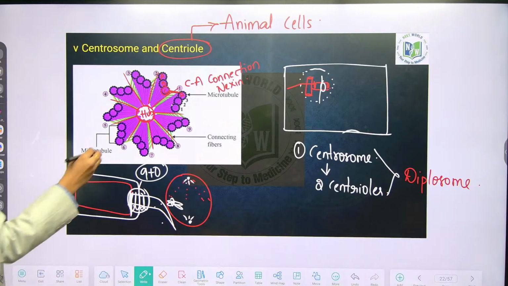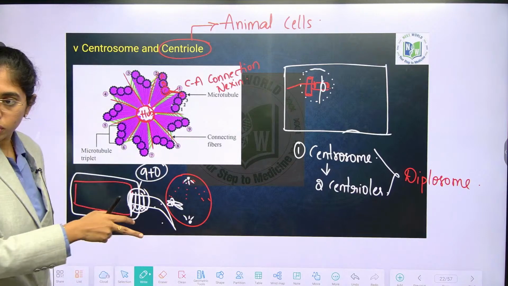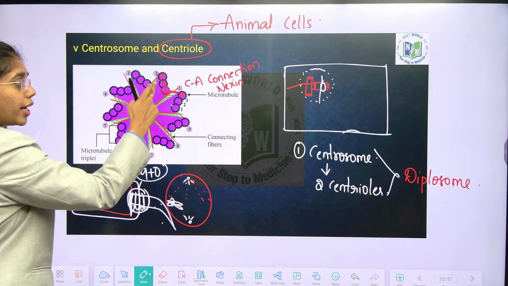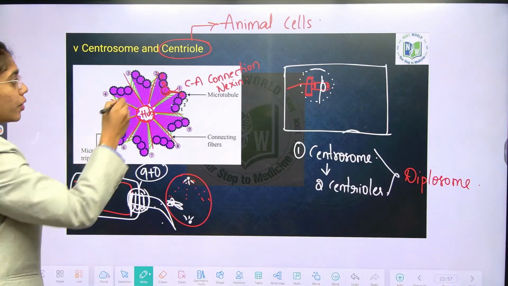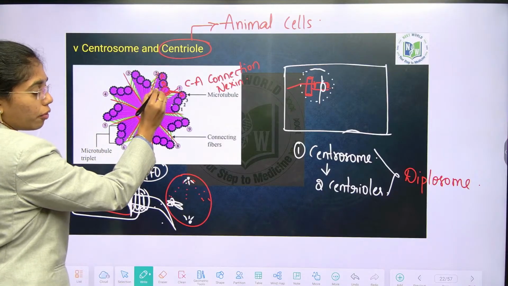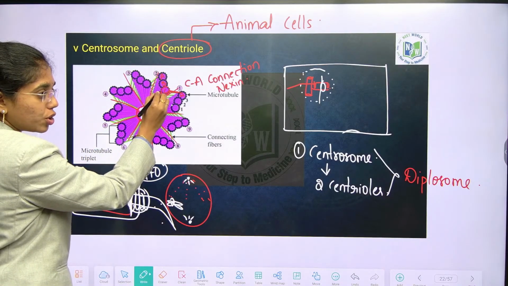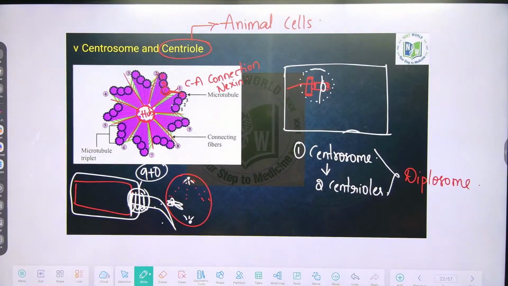So at the center there is a proteinaceous hub from which 9 radial spokes originate. Each radial spoke will have how many triplets? 3. Three microtubules make a single triplet. The C microtubule of one radial spoke is attached to the A microtubule of another radial spoke. Clear?